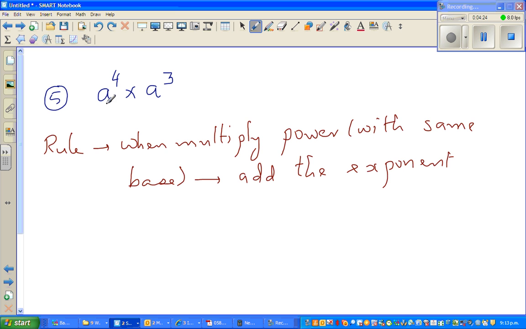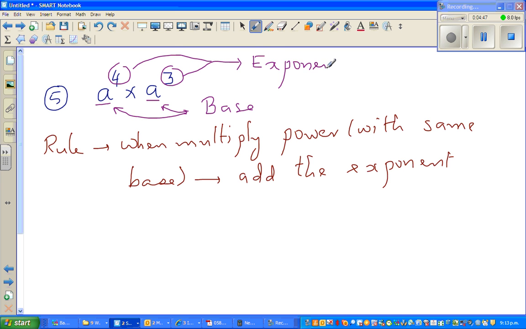So let me explain. Let me change color. This a and this a is also called the base, and these are the exponents. So what did we write? When multiplying powers, the whole thing is called a power, with the same base. The base should be the same, then only can you add the exponents. So this answer would be a to the power 4 plus 3, which is a to the power 7.